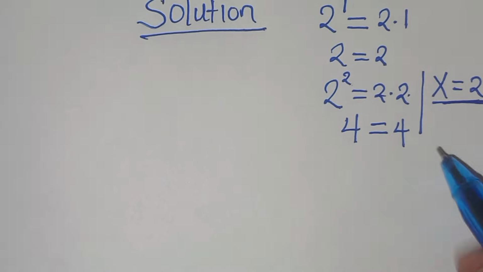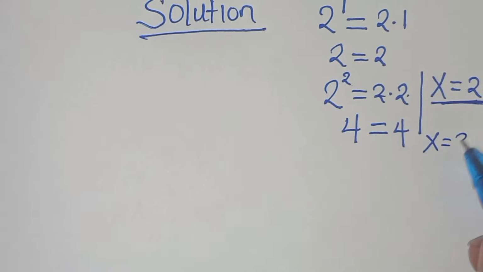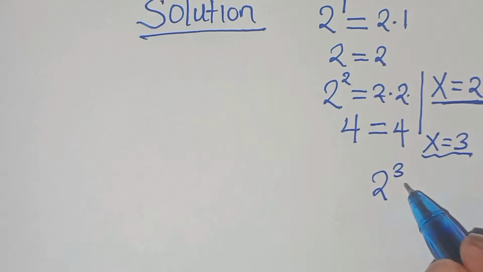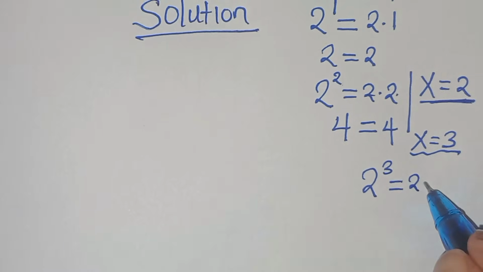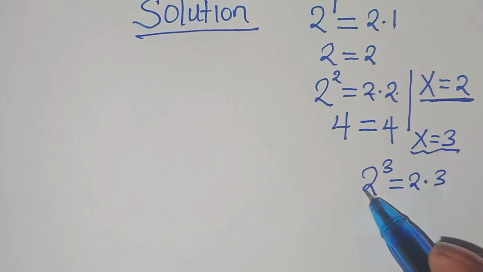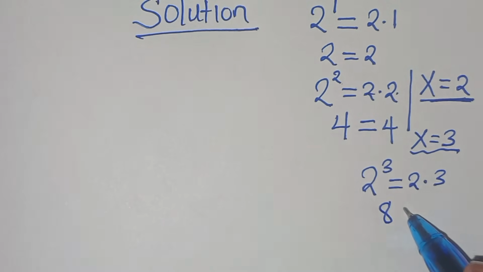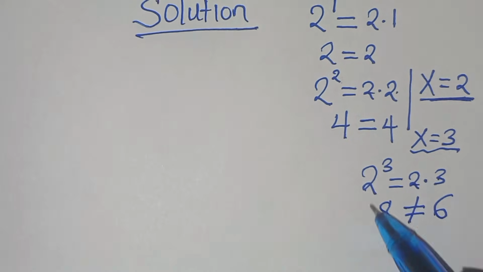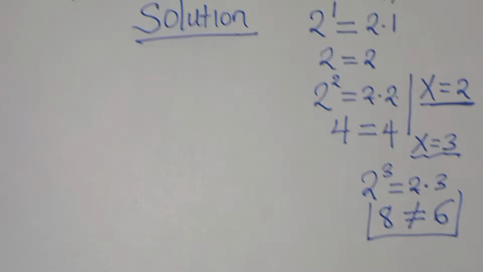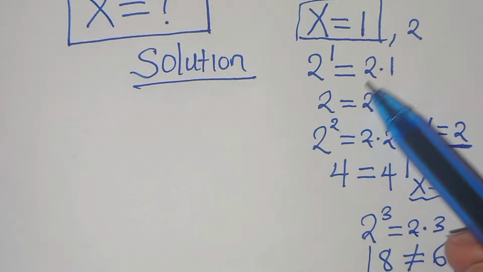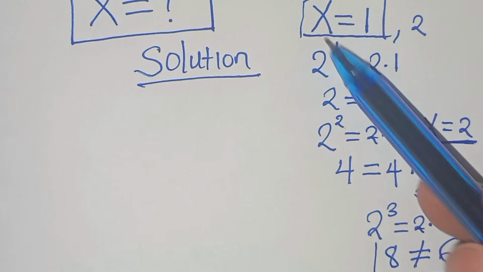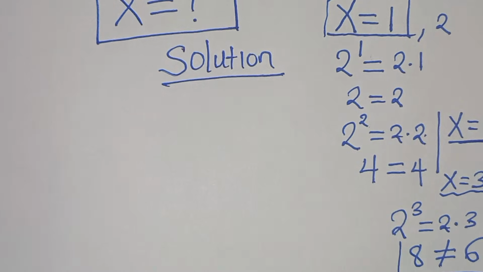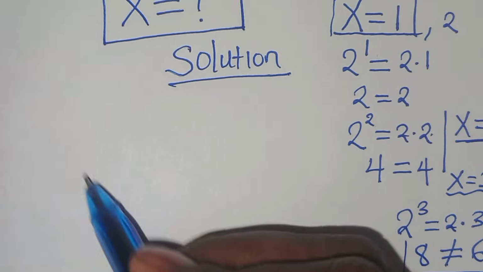Now, if we check x equal to 3, then this means we have 2 to the power of 3. This is equal to 2 times 3. And this means that 2 to the power of 3, this is 8. And 8 is not equal to 2 times 3, which is 6. Now, I'll show you step by step on how to solve for this value of x equal to 1 and x is equal to 2.